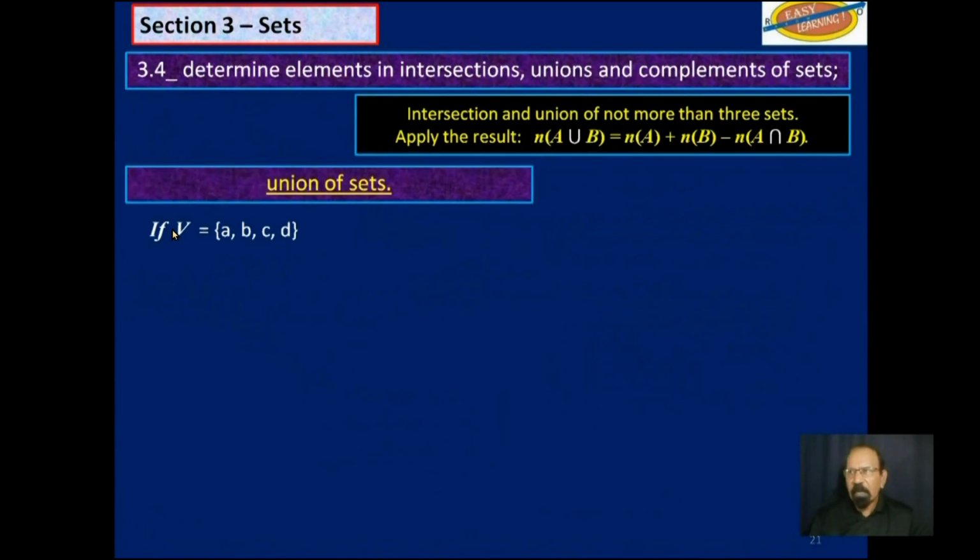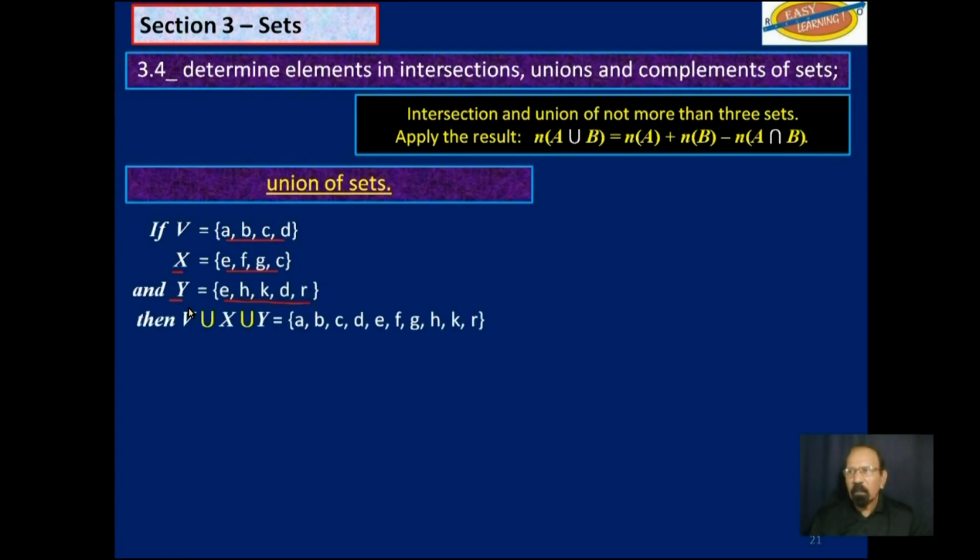If the elements of the set V are A, B, C, and D, and the elements of the set X are E, F, G, and C, and the elements of Y are E, H, K, D, and R, then if we want this set that represents V union X union Y, we will write A, B, C, D, E, F, G, that's these three here. We will not write back that C because we already wrote it there. Now, when we come to Y, E was already written in, so we will not write it again. H was not, so we will take H here.